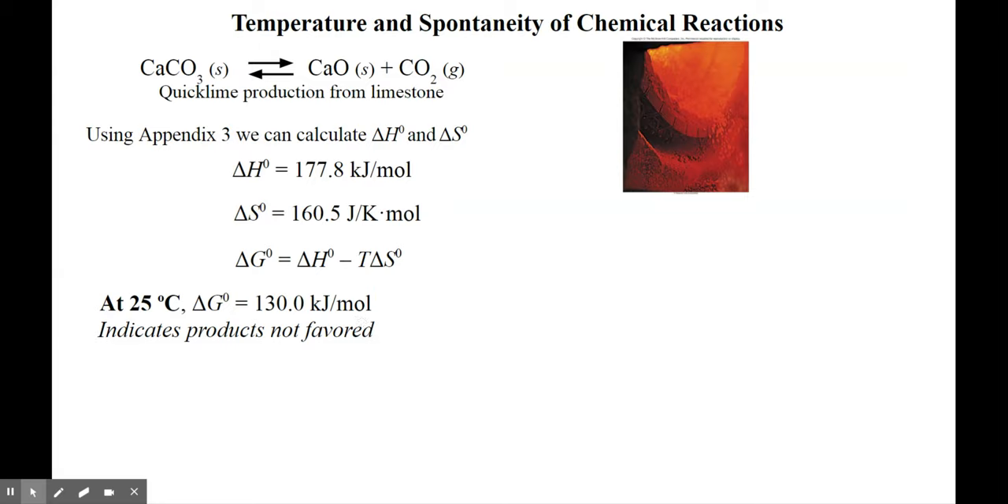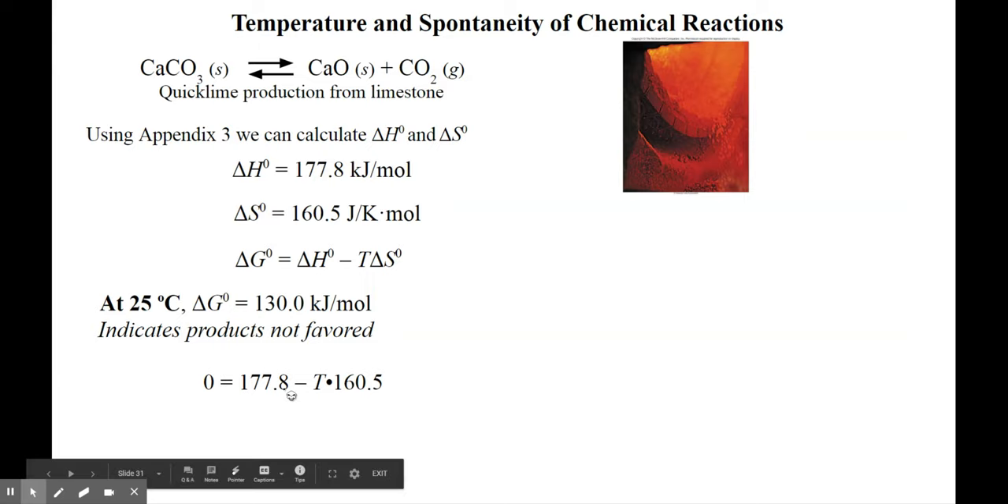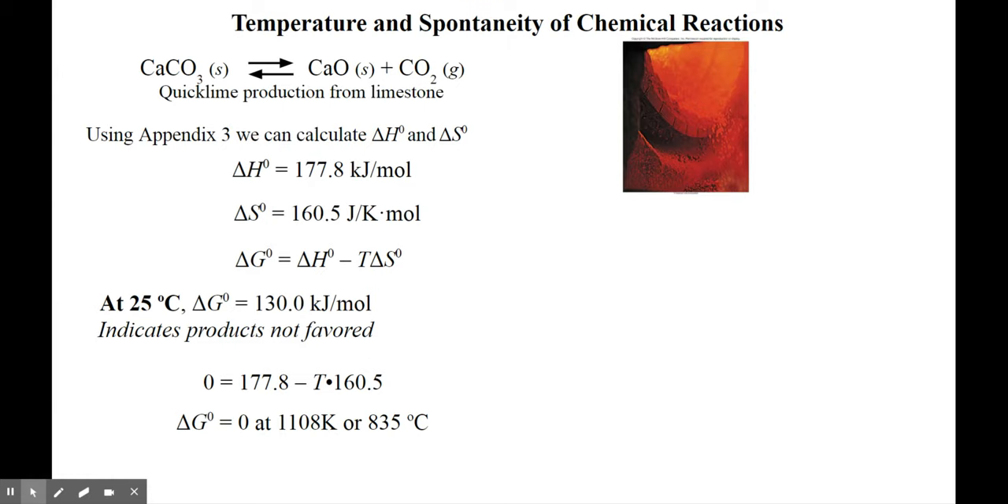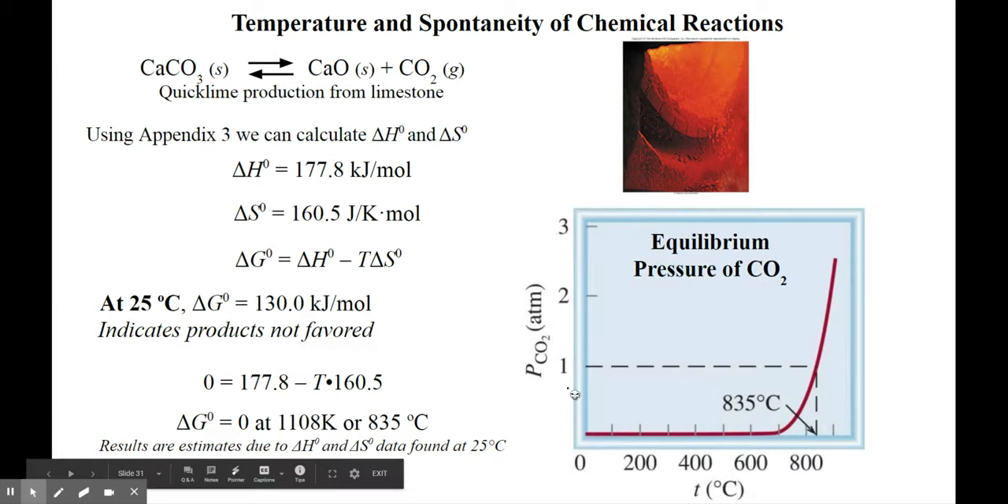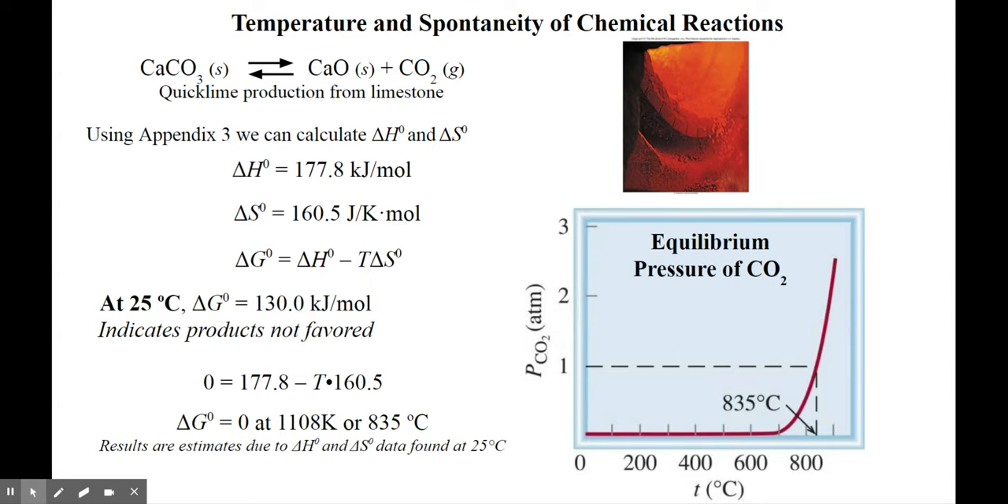If we set delta G to zero, we can figure out at what temperature it would reach equilibrium, and we find that it would take 1,108 Kelvin. At that temperature we've reached equilibrium, which means if you go above that temperature, which is why up here you see these molten red-hot materials, then at those temperatures you can drive this reaction forward. Here's a look at the product CO2. As temperature goes up, nothing, but it's not until these high temperatures that it favors the right side.